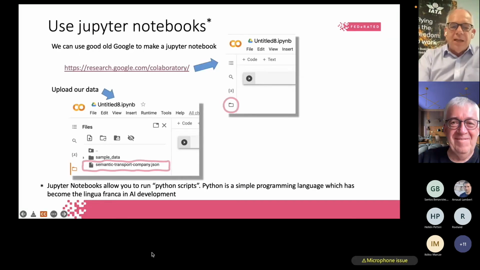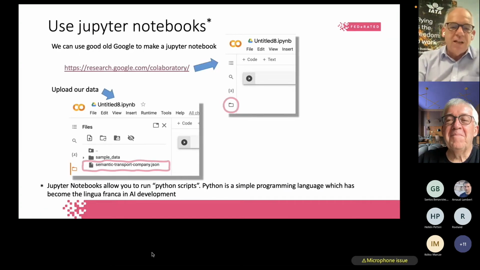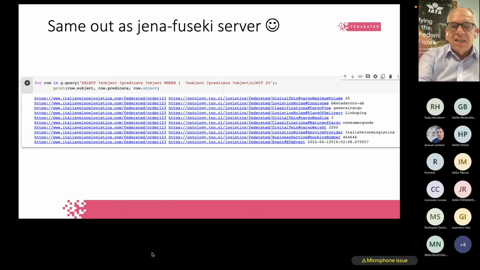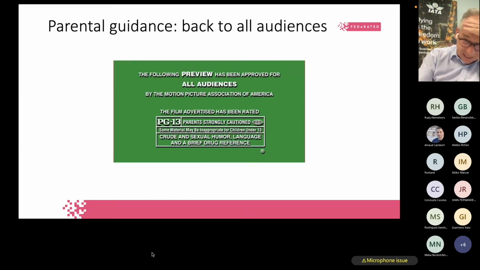So in summary, I've just put here some screenshots. You see this, the select clause here, same data. Everybody's happy. So this is the end of the parental guidance warning. We're now back to all audiences.